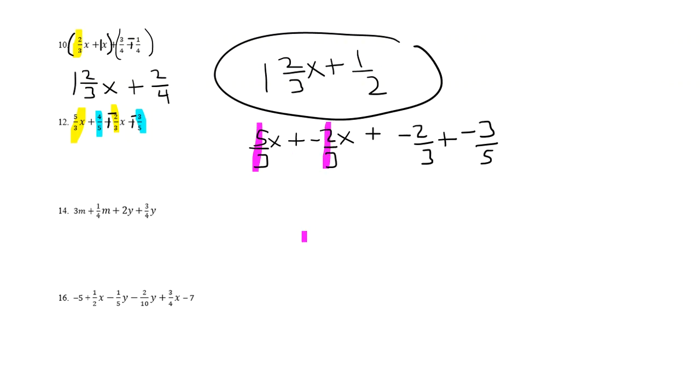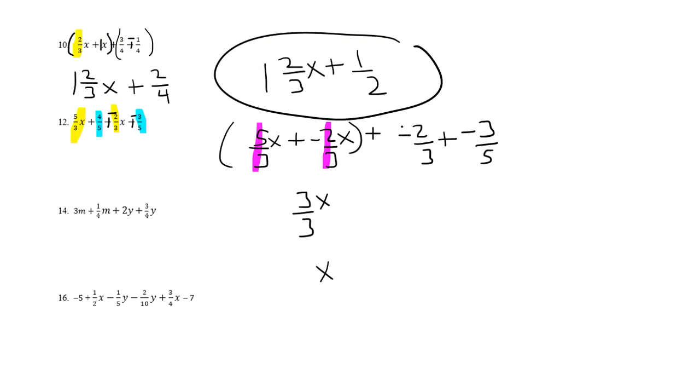So if we combine a 5/3 with a -2/3, that's going to give us 3/3 x. And you guys know anytime we have the same thing divided by itself, that would just be a 1. So this becomes a 1x when we combine these two together.